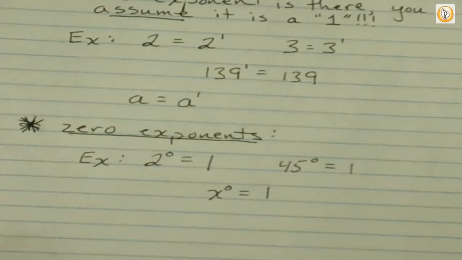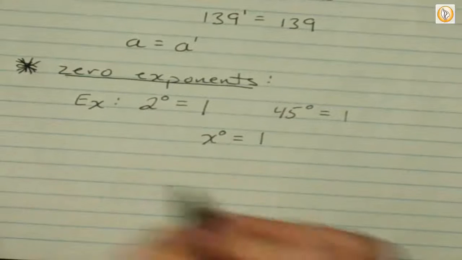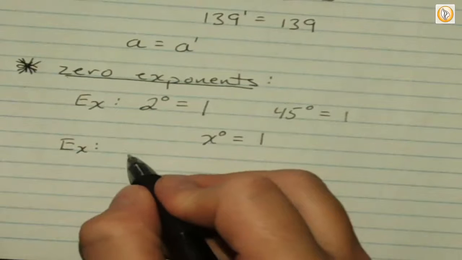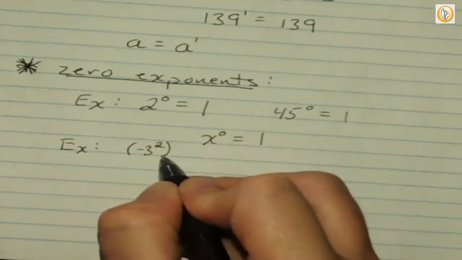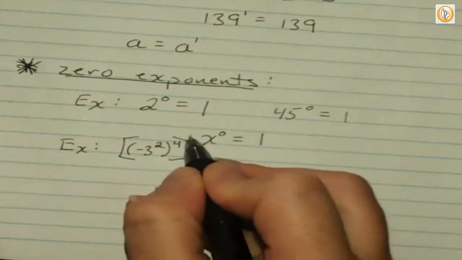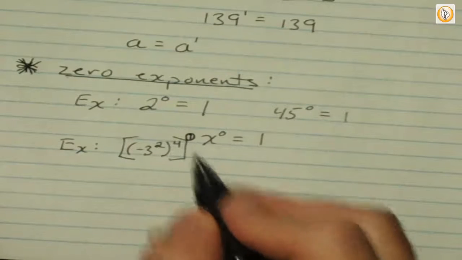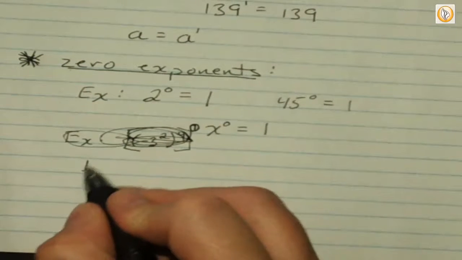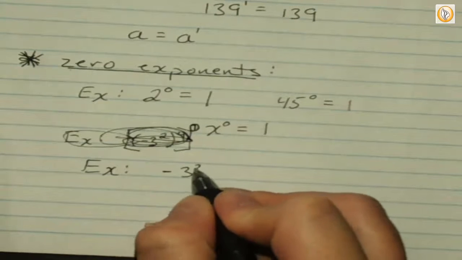Now let me show you this. This is going to blow your minds. What if I have -3 to the power of 2 to the power of 4, all to the power of 0? That's supposed to be a 0. That's a lot of information. Let me rewrite that because that's a mess. I'm sorry. -3 to the power of 2.